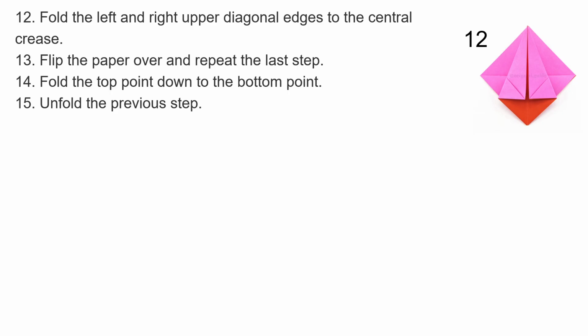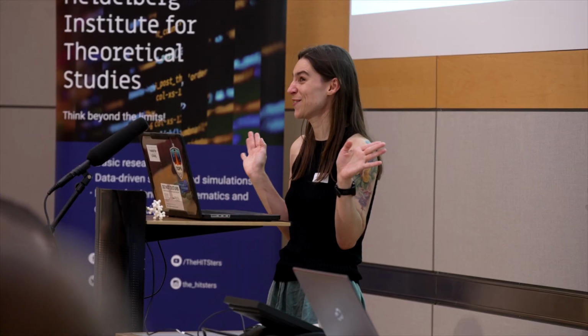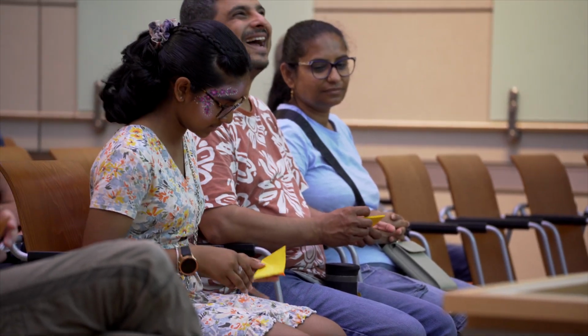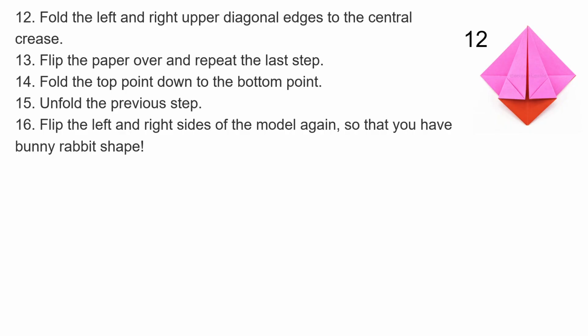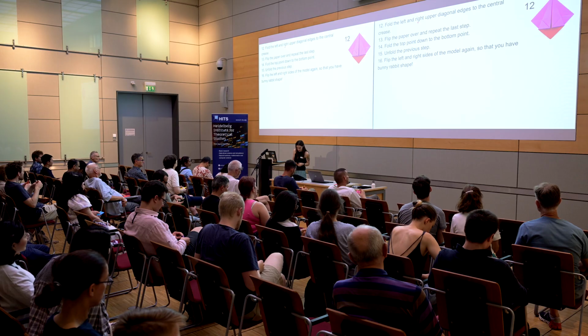Now, unfold the previous step, so you should have something that you folded like this, and then you just unfold it. This was classified as easy on the website, so I just want to say we're all struggling, but you know. Now, flip the left and right sides of the model again so that you have a bunny rabbit shape. So now you should have something that looks like a bunny rabbit. And again, I can't do it because I clearly missed a step.